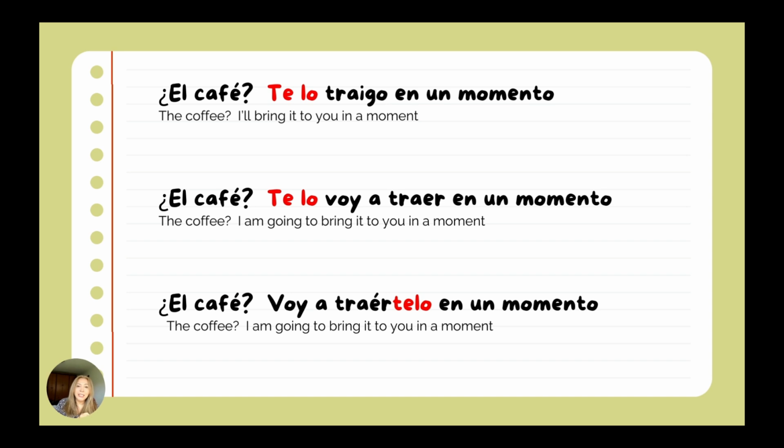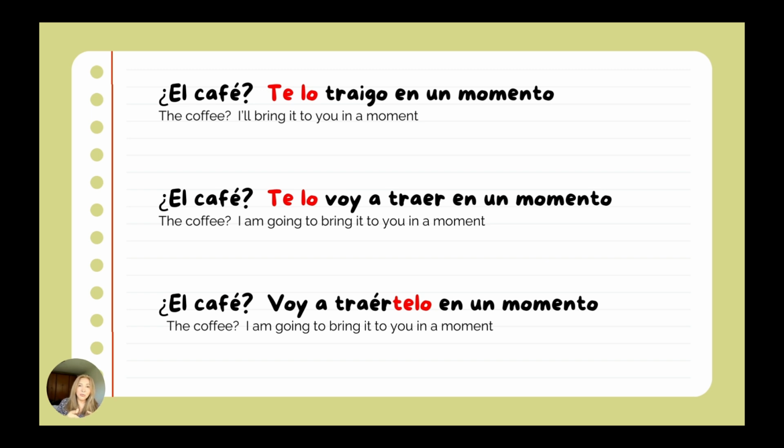Example, el café te lo traigo en un momento. That's what we've studied so far. The coffee, I'll bring it to you in a moment. However, if you have something like this, where you have el café, te lo voy a traer en un momento. Now you have two verbs, and the second verb is an infinitive. In this instance, you could do what we've been doing so far. You could say, te lo voy a traer. You're putting that te lo, I am going to bring it to you in a moment, right before the first conjugated verb. The first conjugated verb here is voy.